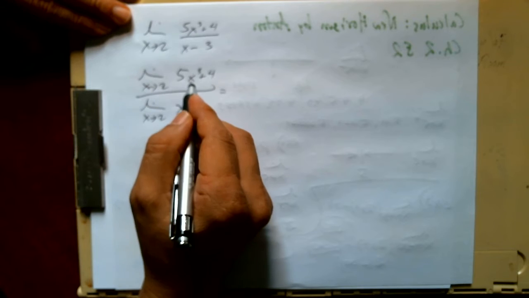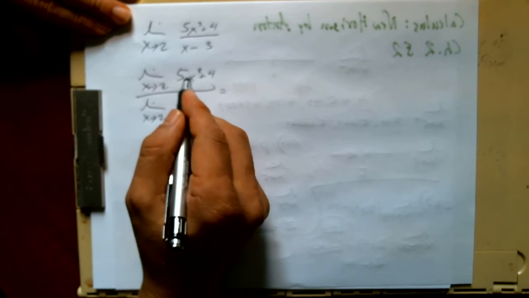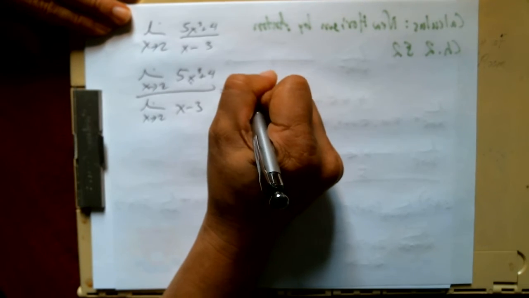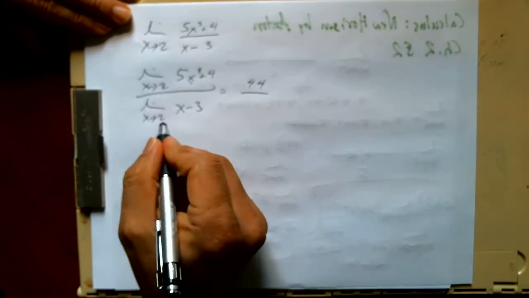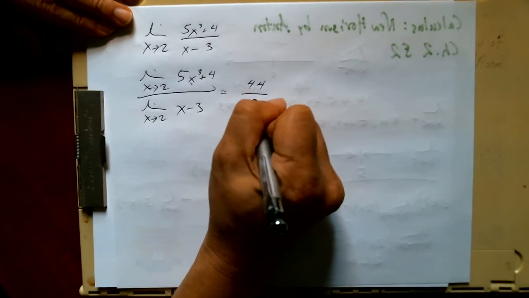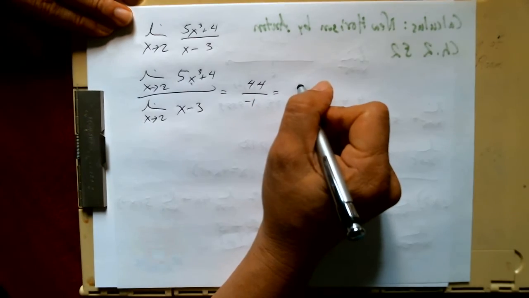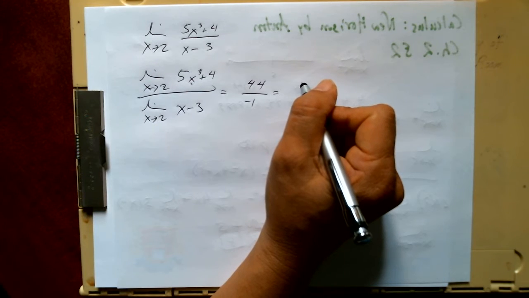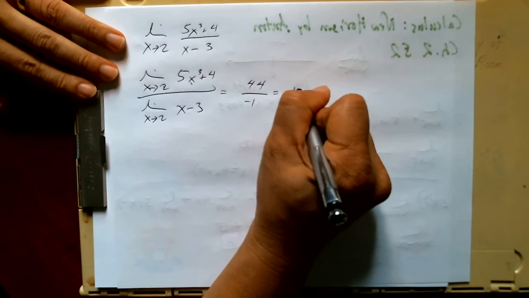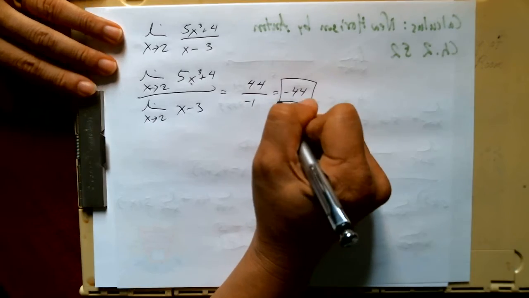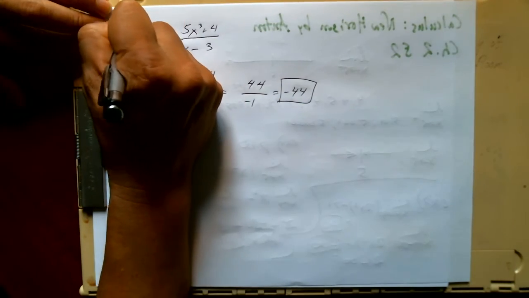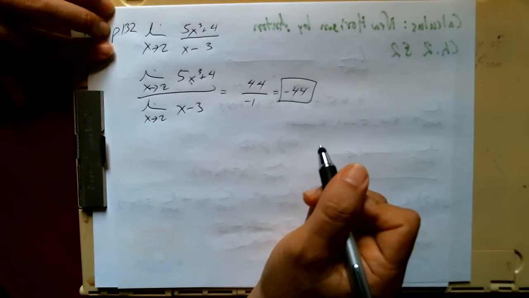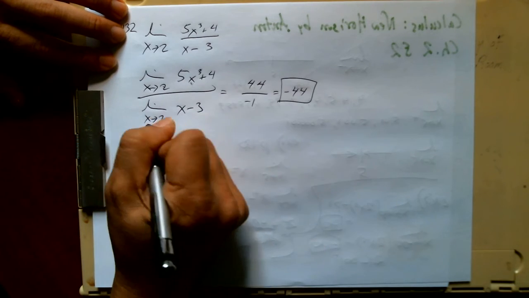Going from here, I'm plugging in 2. 2 cubed, 2 times 2 times 2 is 8, times 5 is 40, plus 4 is 44. 2 minus 3 is negative 1. It's going to be negative 44. I believe that's our answer in the back of the book. Yes, perfect. This is on page 132, by the way, of your Anton book. Let's try example number 6.